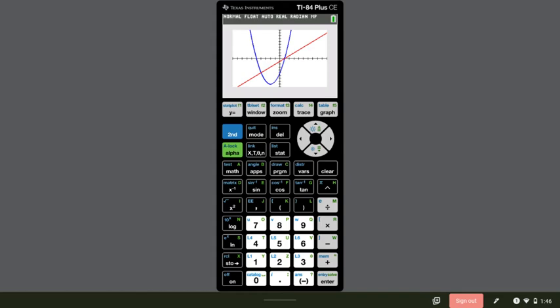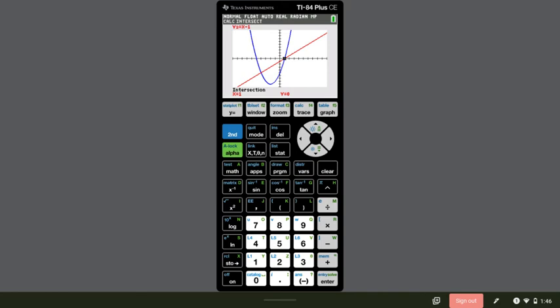So now I do second trace. And I'm looking for the intersection, which is option 5. I'm going to hit enter from the blue equation, enter for the red equation. And now I'm going to move my cursor close to one of the intersections. So I moved it to the right one first. Hit enter, and you can see that that intersection point is 1, 0.